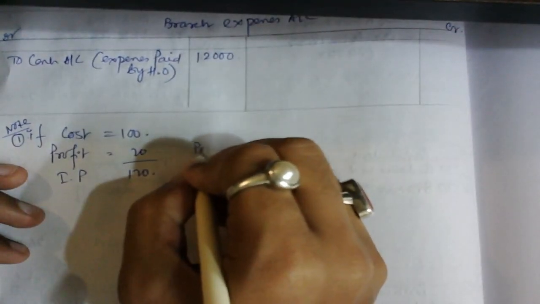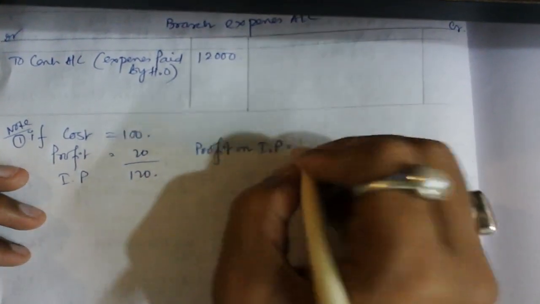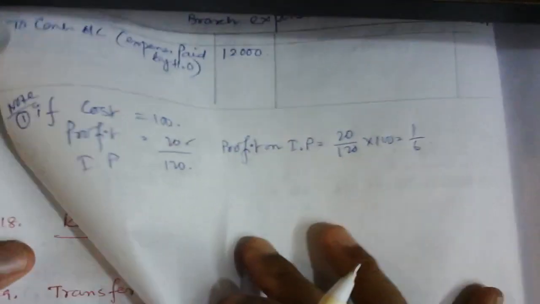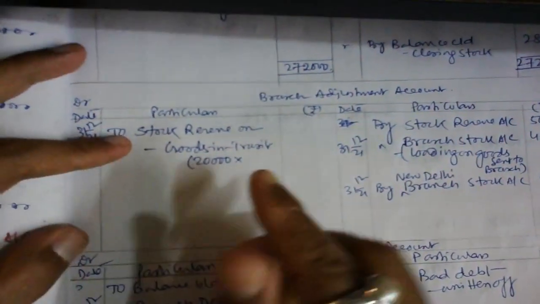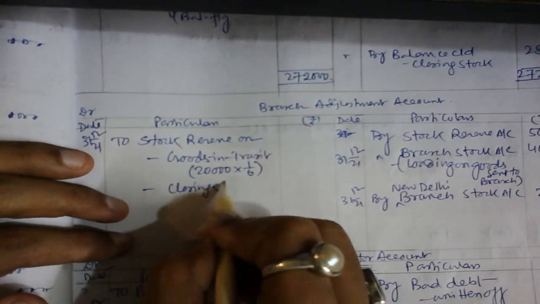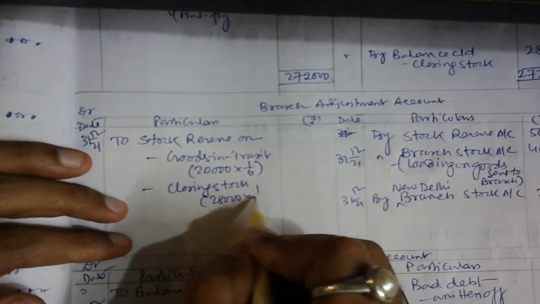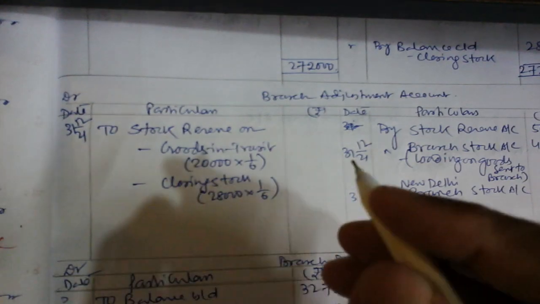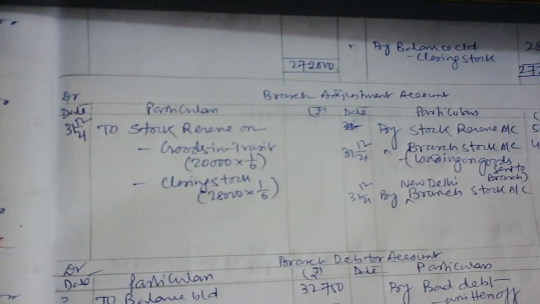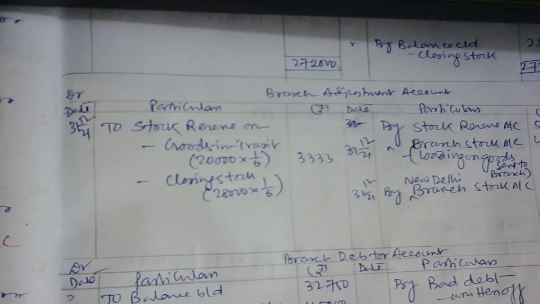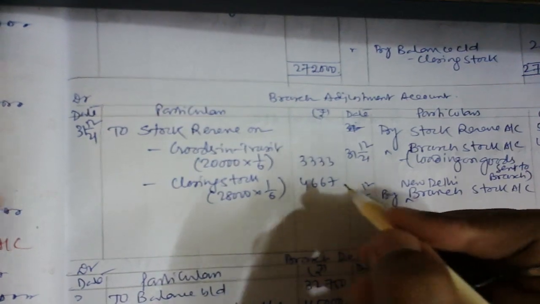So definitely, profit on invoice price, how much is it, sir? 20 is the profit, IP is 120, so it means 1/6, correct? 1/6, or you can say 16.67%. If the goods in transit is in IP, I can take 1/6 only of that, and then we have the closing stock here also. Closing stock is given also in IP, 28,000, so it will be 1/6. Now calculate: 20,000 divided by 6 will be 3,333 and 28,000 divided by 6 will be around 4,667. Done, sir. Correct? That is the stock reserve on unloading.